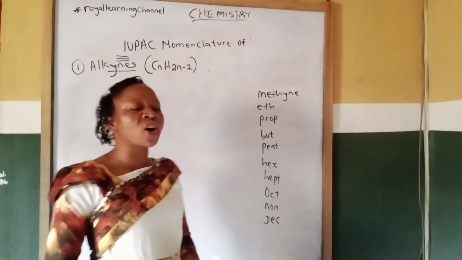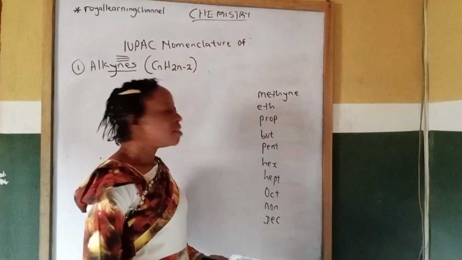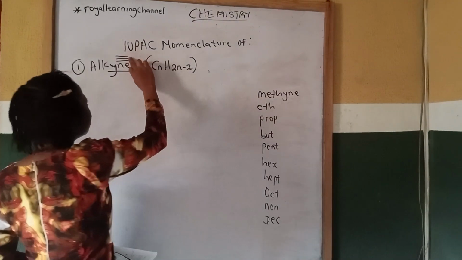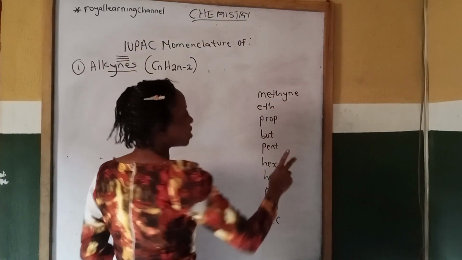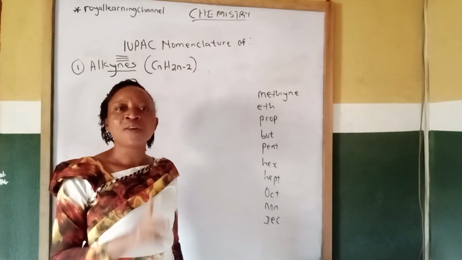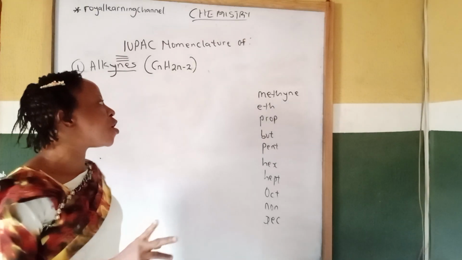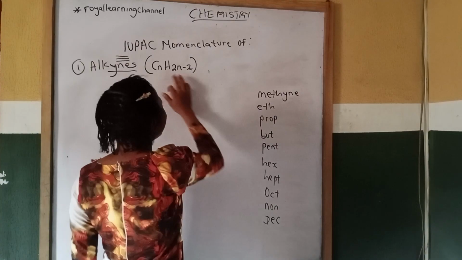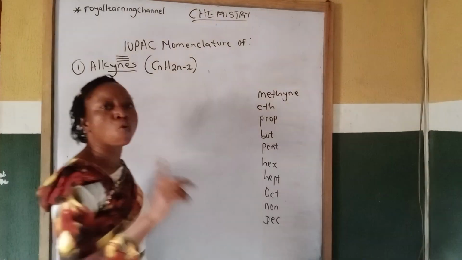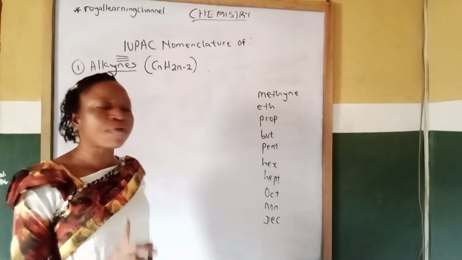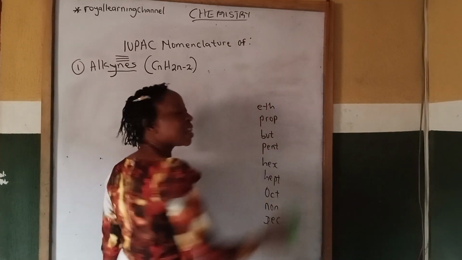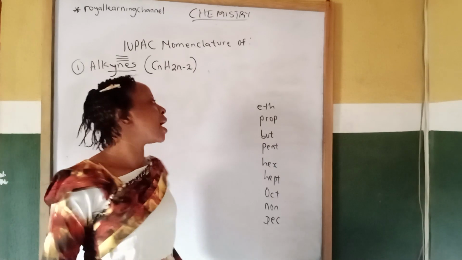But methyne does not exist under alkyne. Why? Because the triple bond, which is yne, must exist between two carbon atoms. If I use the general formula to derive the molecular formula for methyne, there will be just only one carbon atom. So therefore, methyne does not exist under alkyne. There is nothing like methyne.